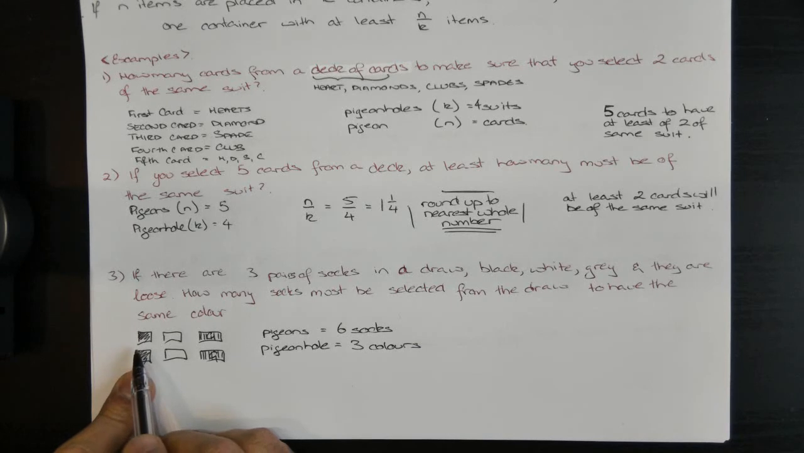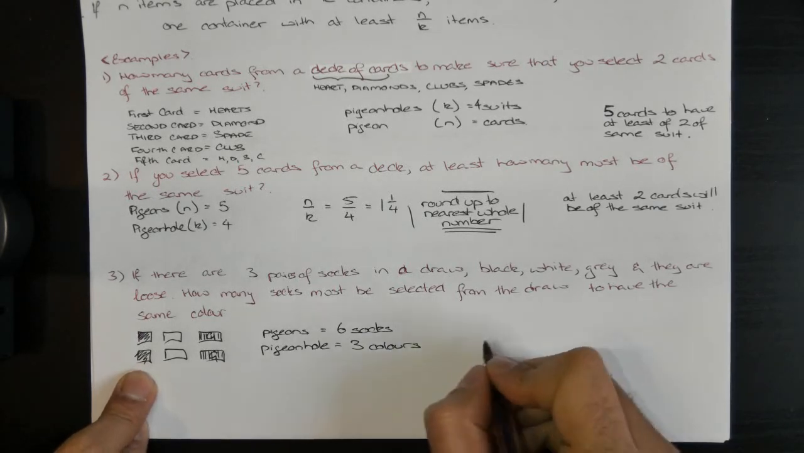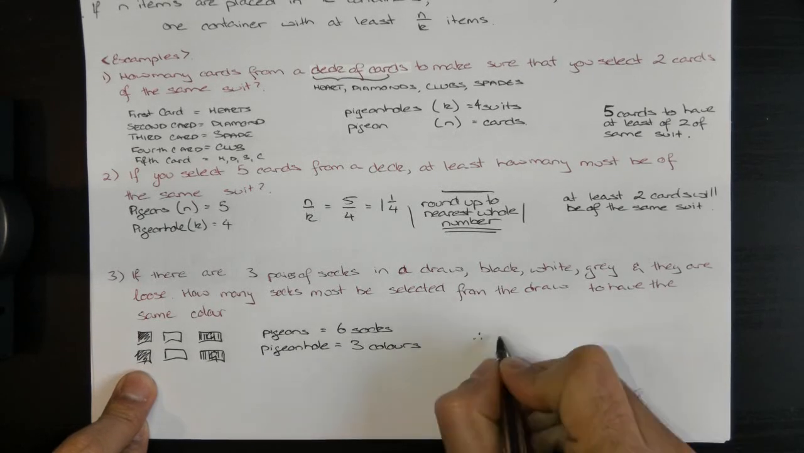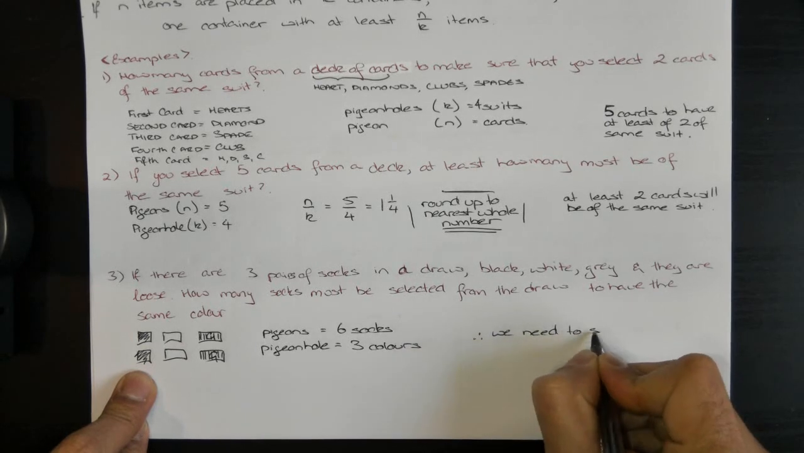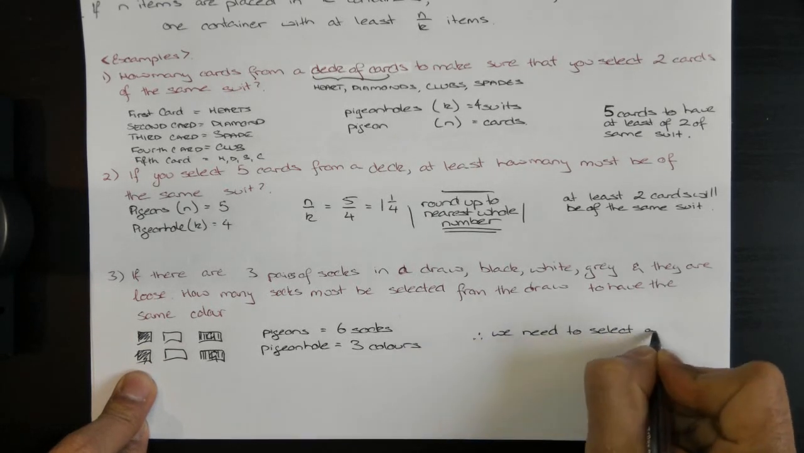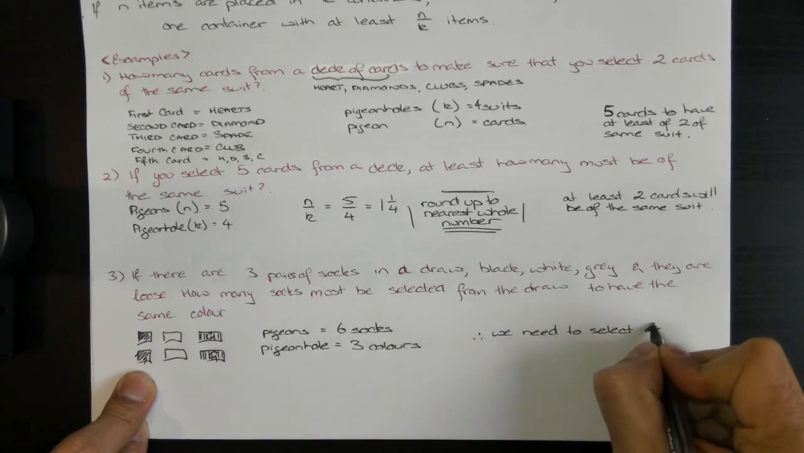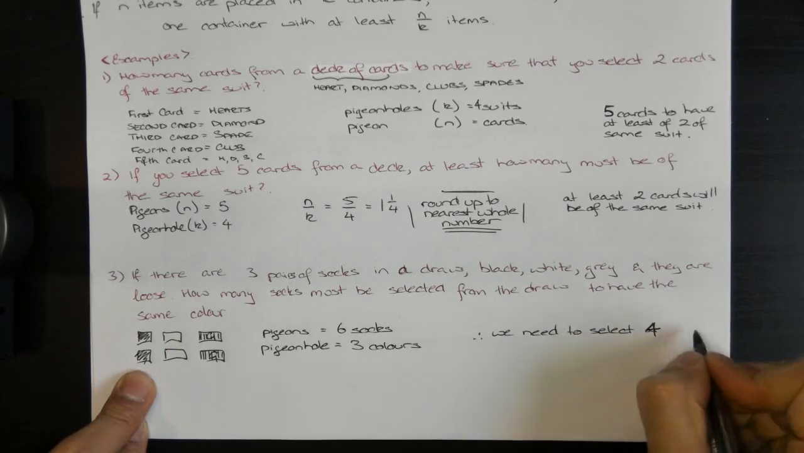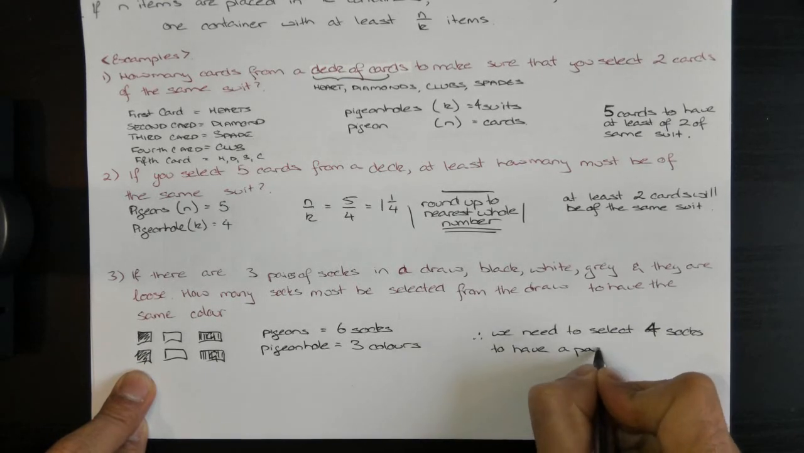Well, we want to have K plus 1. We want to have one more of the colours. So in this case, we need to select four. So 4 socks to have a pair of the same colours.